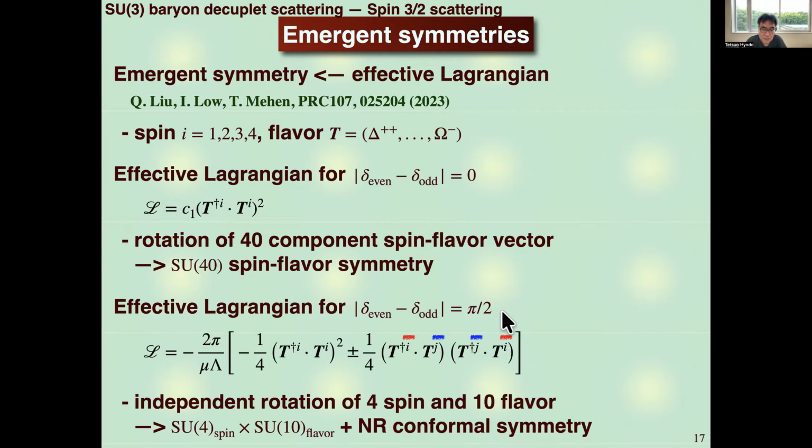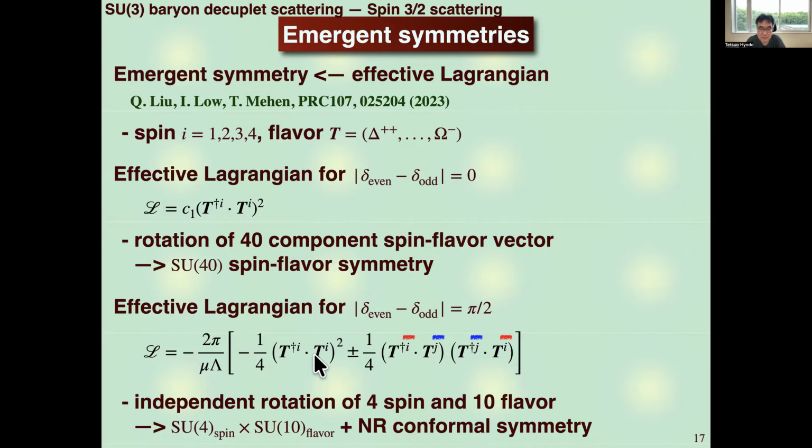And the half-pi different case needs some more explanation, but we can actually write down the effective Lagrangian, which contains two components. One is the same structure, Ti dot Ti, which by itself is invariant under this SU(40). The second term is a bit different. Although it looks like T dot T and T dot T in the same way, the spin combination is not as equal with this one.